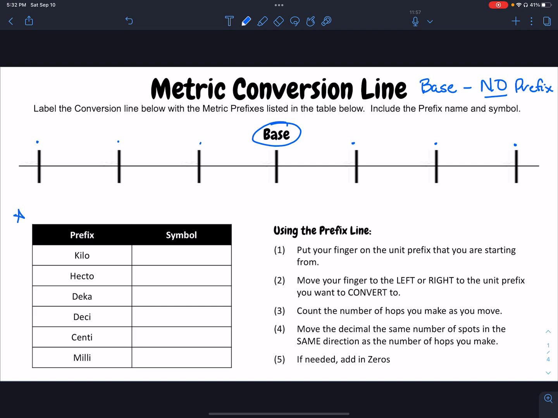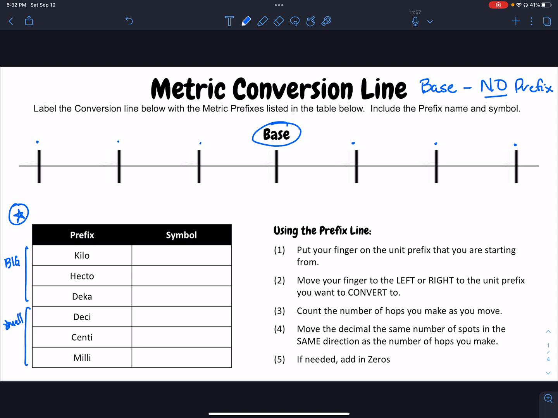I have a table down below. This table includes the 6 prefixes we're going to work with. I've got 3: kilo, hecto, and deca, which are big values. So those are big measurements. And then I have 3: deci, centi, and milli, which are the small ones. Now there are many other prefixes, but these are the 6 that we are going to focus on.